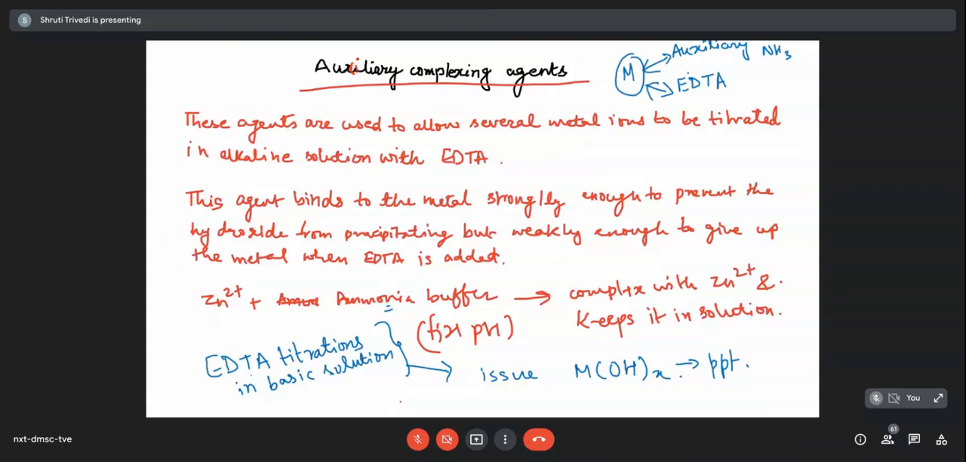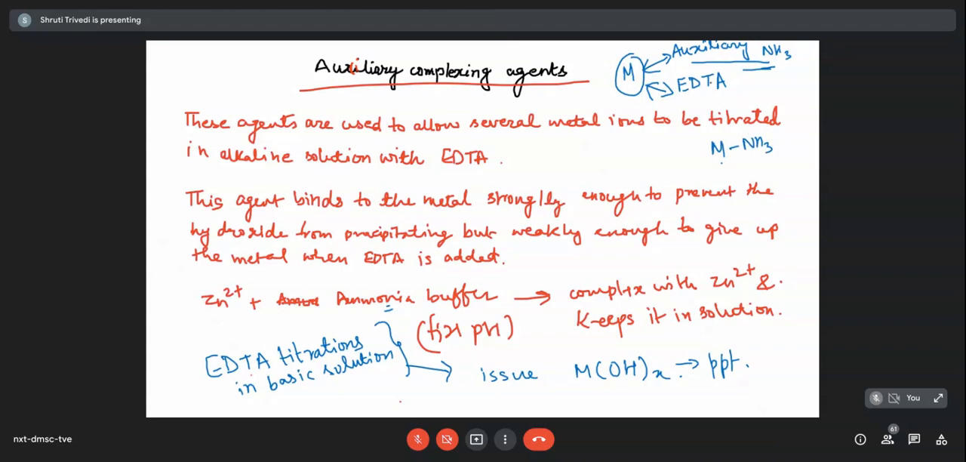Initially, when you are going to titrate your metal ion, you have not yet added the EDTA, and you have made your solution alkaline. At that moment, the metal can form hydroxide and precipitate out. But if you have already added ammonia, it is going to make a metal ammonia complex, whatever the valency.